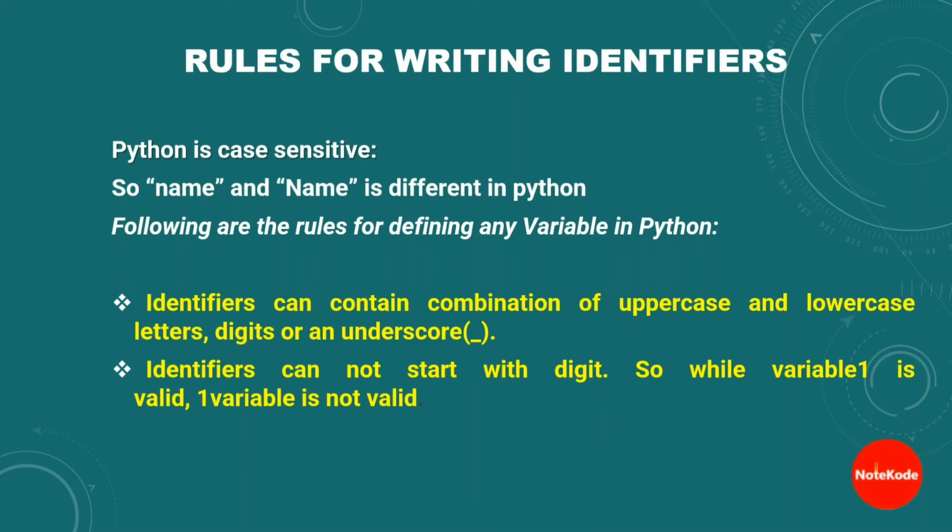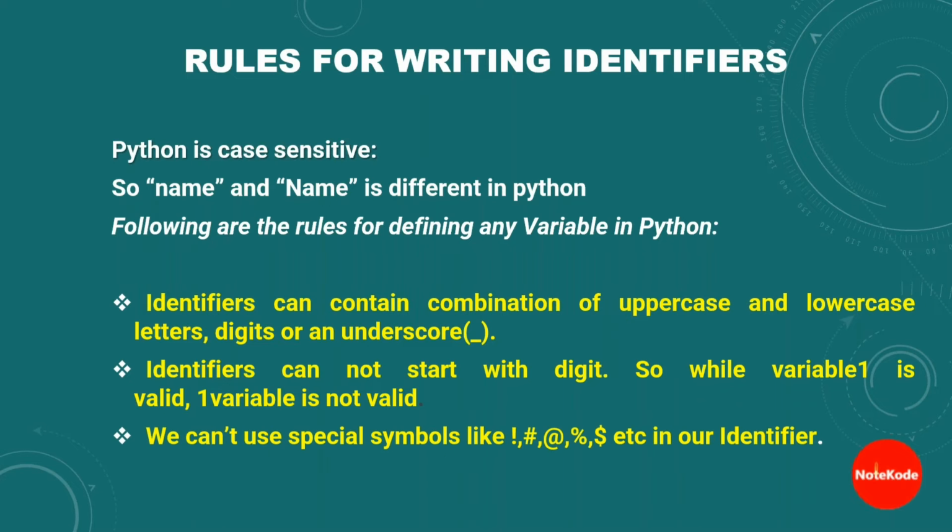Second, identifiers cannot start with digit. So, while variable 1 is valid and 1 variable is not valid, we cannot use special symbols like exclamation, hash, at the rate, $, % in our identifier. Identifier can be of any length. Let us understand these rules.